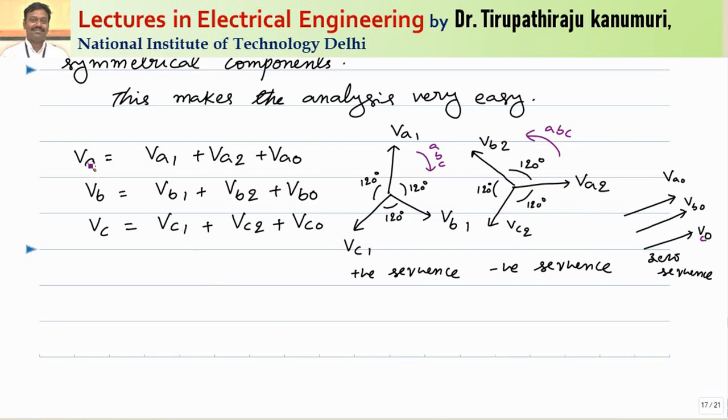Now if you want to calculate VA, what do I have to do? I have to take the sum of VA1 plus VA2 plus VA0, the phasor sum of those. If I want to calculate VA for one phase, it will be equal to VA1 plus the second one, VA2. VA2 is like this, so I am adding VA2 to this one. Then I have to add VA0. When you add these, it gives the resultant value of voltage A.